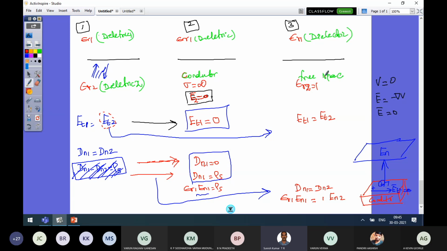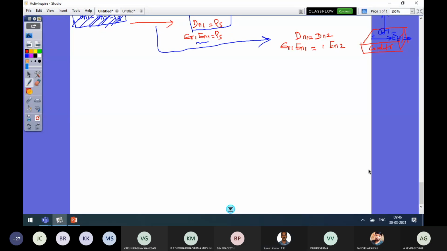So it's not really something different. If it is free space, just substitute epsilon r equal to 1. Then you will get the equations for the free space condition. That's all. I will write the equations, consolidate the equations here for the above three cases.